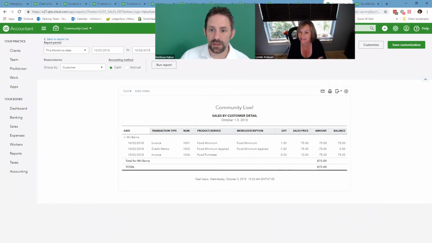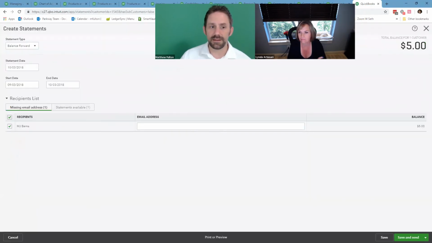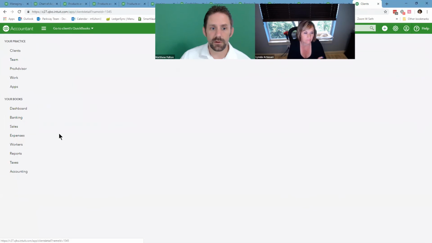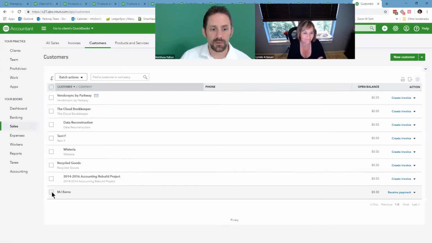Exactly. So then this is just a sales by customer detail report. Same kind of concept, just showing another report aspect of it. So food minimum, again, maybe if this was called annual membership to begin with, then it would be the food minimum applied, purchases, and gives the total amounts. And then as a final part of it, we actually went to the customer, clicked on our customer, and then we did create statement.